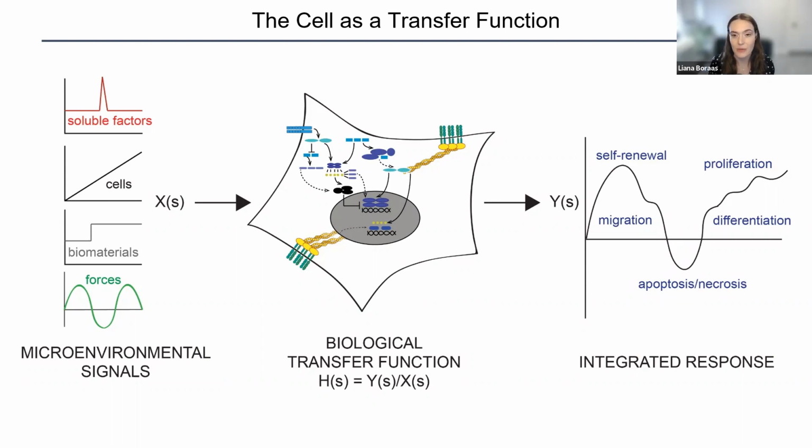So when we think about a cell, there are different microenvironmental signals, such as biomaterials or soluble factors. And then depending on what proteins the cell is expressing, it can interpret those signals to create an integrated response. So if we want to engineer a particular cell response for therapeutic purposes, we can either change those microenvironmental signals, or we can augment the biological transfer function itself, assuming that we understand it, in order to get the integrated response that we want. And this is particularly valuable in situations where we can't change those microenvironmental signals.